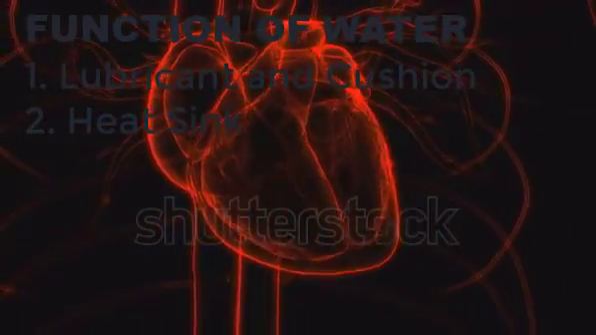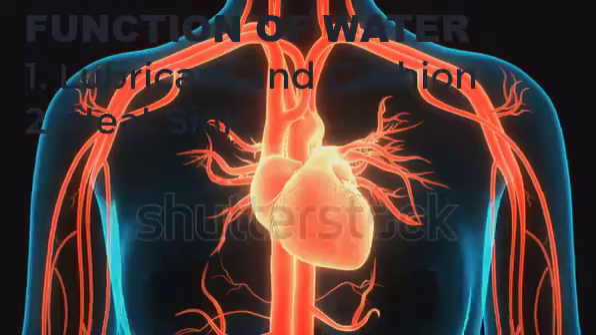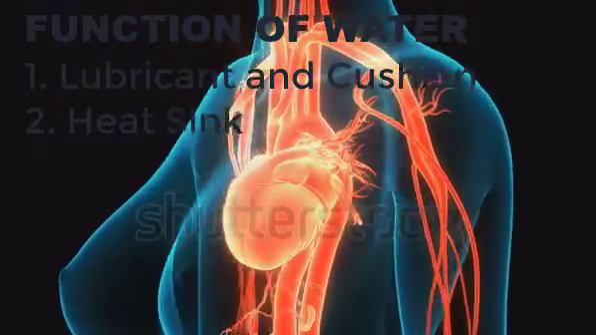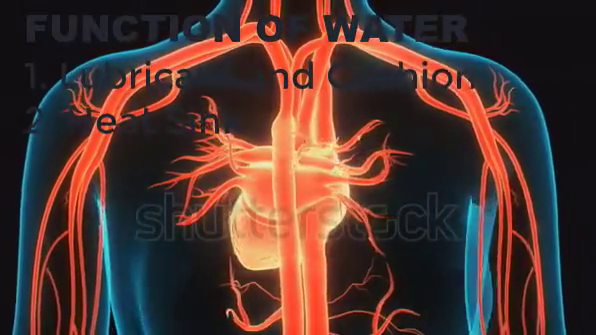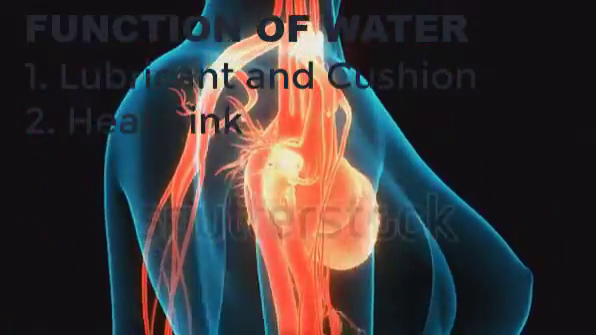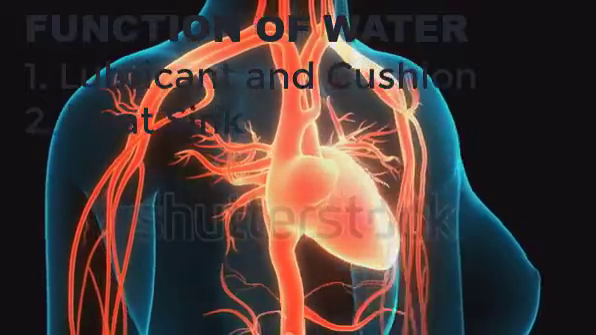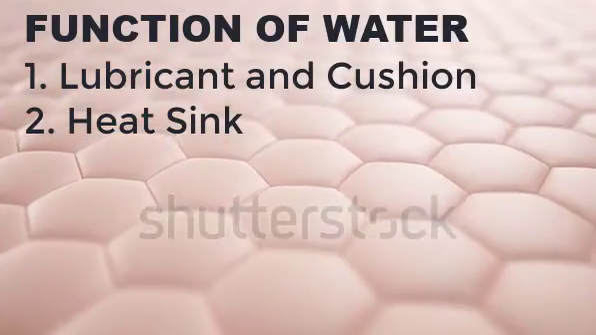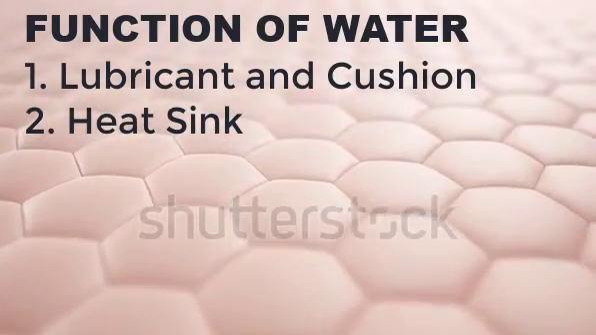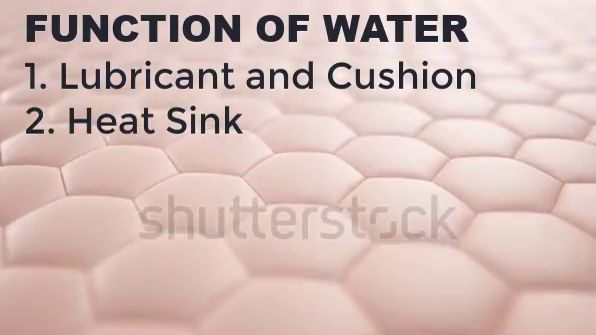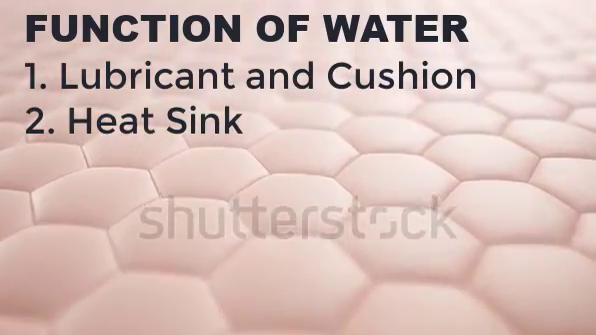Another function of water is that it is used as a heat sink. So what is a heat sink? A heat sink is a substance or object that absorbs and dissipates heat but does not experience a corresponding increase in temperature. So in the body, water absorbs the heat generated by chemical reactions without greatly increasing the temperature. Moreover, when the environmental temperature soars, the water stored in the body helps keep the body cool.